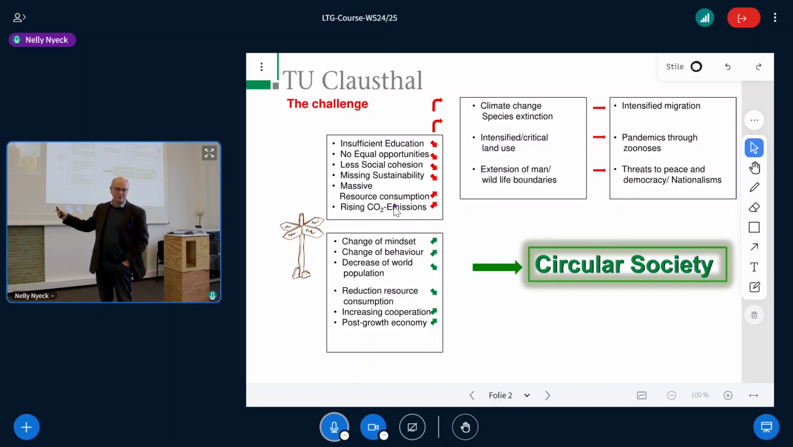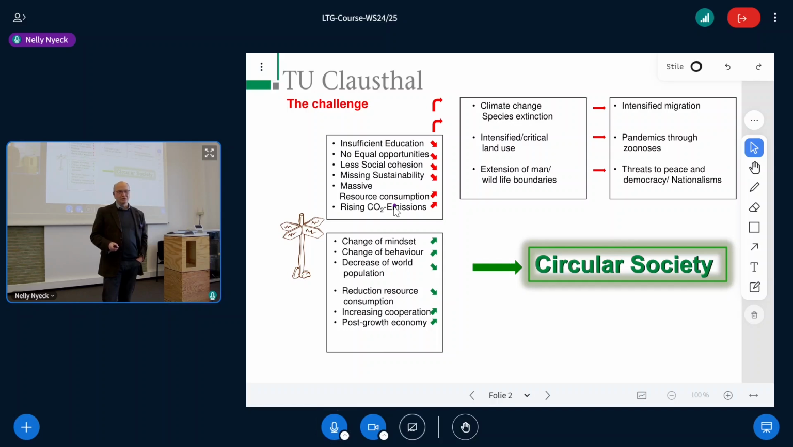As you can see, climate change with species extinction. We have intensified migration due to flooding and so on. Intensified critical land use. We have extensive extensions of man-wildlife boundaries, and the result, you all have seen in the corona pandemic. So pandemics through zoonosis will be around in the next decades again, I'm afraid. In the end, we have threats to peace and democracy and nationalism.